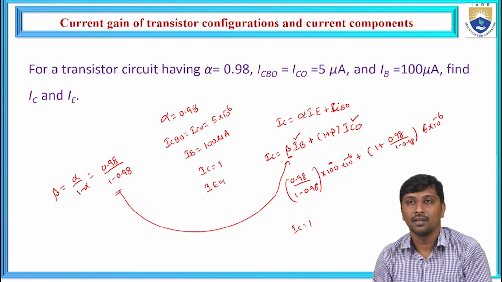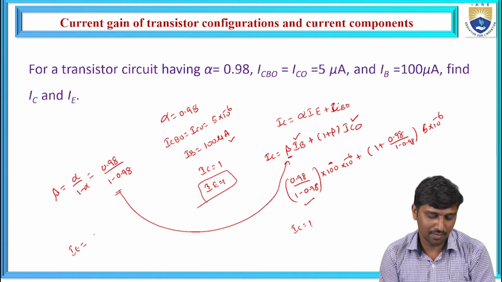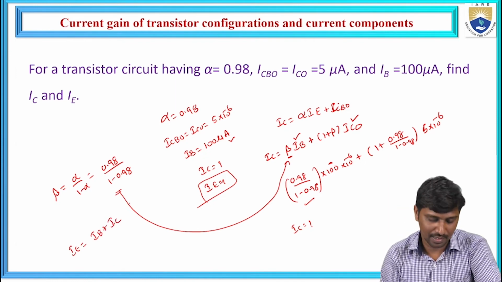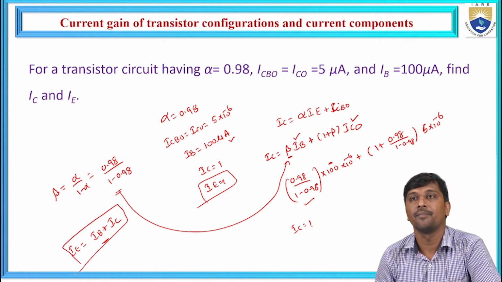After that, we need to calculate this IE. Here the IB value is known and we have observed the IC value. We can simply calculate the IE value, which is equal to the summation of base current and collector current. Then just substitute these values to get the emitter current.